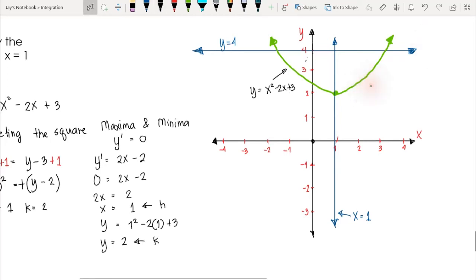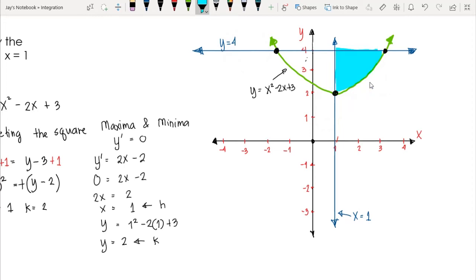So the point of intersection is at this point, and this point here, and this point on the left side. Again, we need to compute the point of intersection so that we know the limit of our integration. But since we have the area that is bounded by x equal to 1, y is equal to 4, and this curve, therefore the region that we will be computing here is this one.